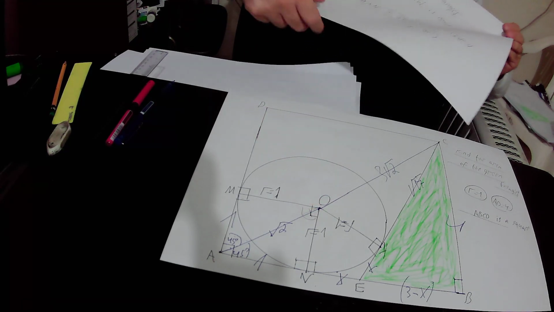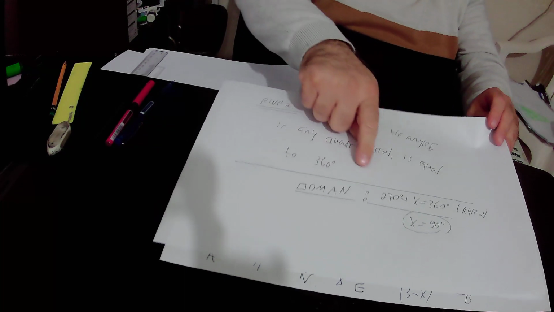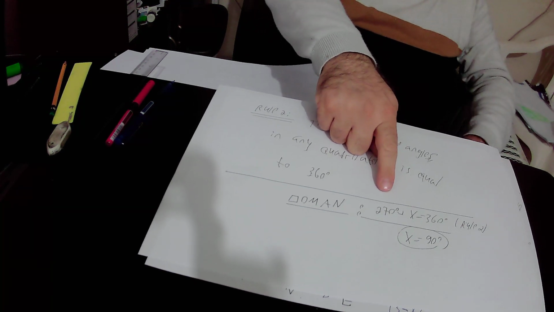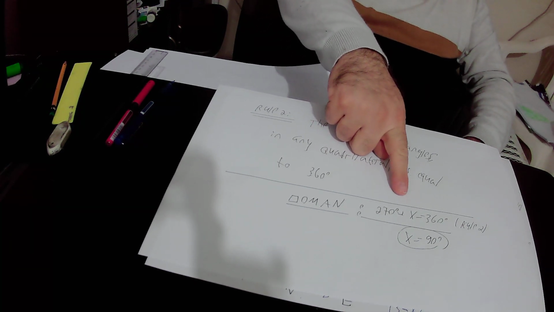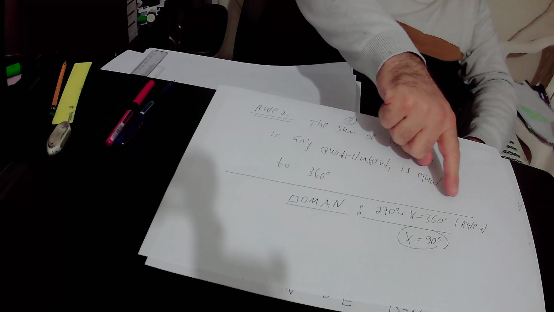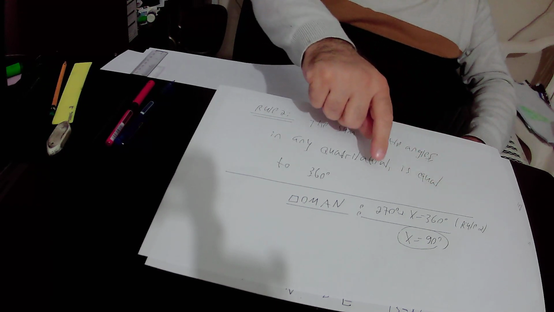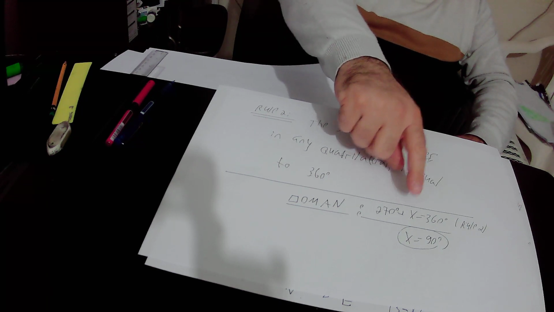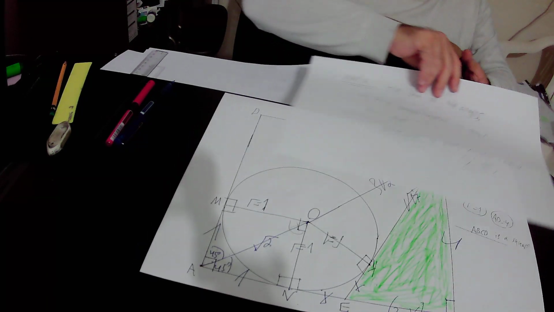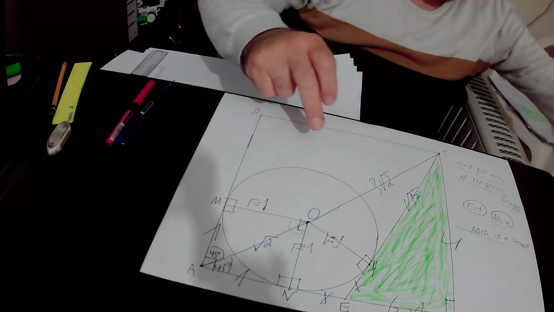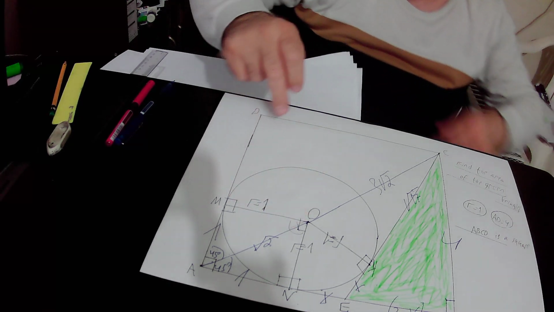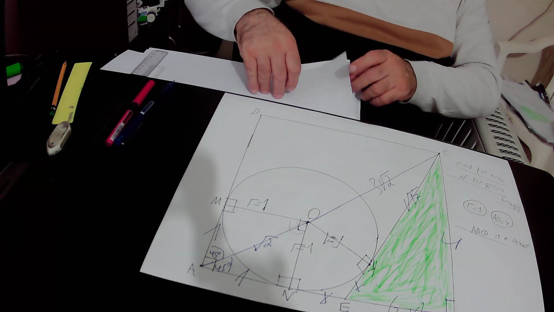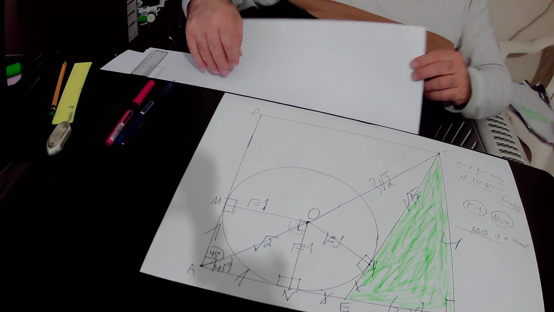It must be equal to 360 degrees according to rule number 2, that is to say 270 degrees plus angle x equals 360 degrees. We subtracted 270 degrees from this equality and we got that angle x equals 90 degrees. So this angle is a right angle, therefore all 4 angles inside quadrilateral MOAN are right angles.